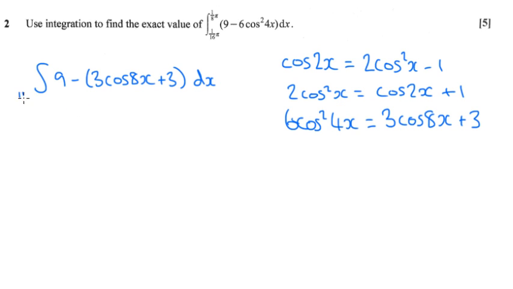And that's between pi over 16 and pi over 8. This can be simplified before we actually integrate it. We can combine the 9 and the 3 together. So we've got 9 take away 3, which is 6. So we're going to be integrating 6 minus 3 cos 8x.